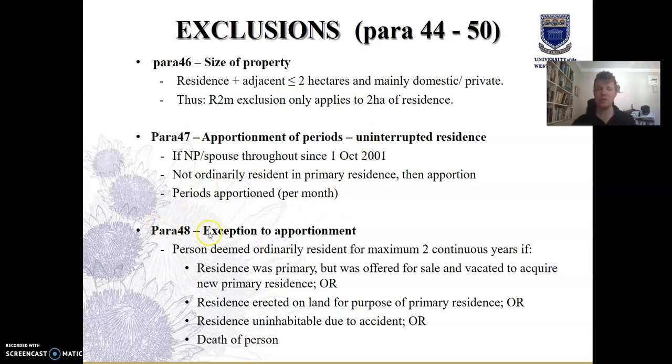Para 48 provides certain scenarios whereby you don't have to apply 47. So, if the reason that you weren't living in the house was one of the following: it was your primary residence, but it was offered for sale and you left it to buy a new primary residence, or the residence was being built, or it was uninhabitable due to an accident, or somebody died. If these are the scenarios, you can treat at least up to 2 years per time as if you had lived in it. So if you put it up for sale, you moved, and it took 1.5 years to sell, you don't need to apportion. If there was an accident and you couldn't live in it for 2 years, you don't have to apportion. Okay.